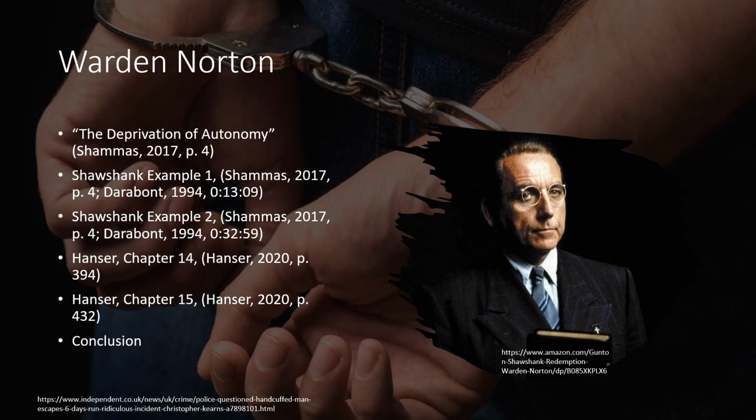The second character I will be talking about from Shawshank Redemption is Warden Norton. The Shamus 2017 pain of imprisonment that I will be applying will be the deprivation of autonomy. This can be found on Shamus 2017, page 4. It describes the deprivation of prisoners' ability to even make the basic decisions in their life.